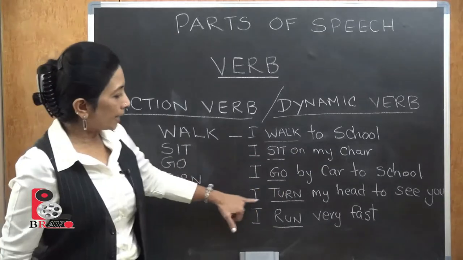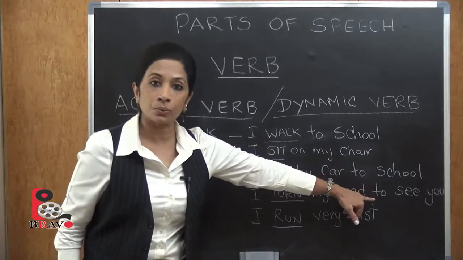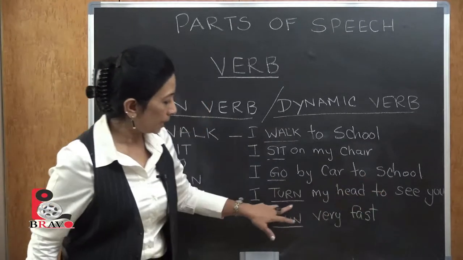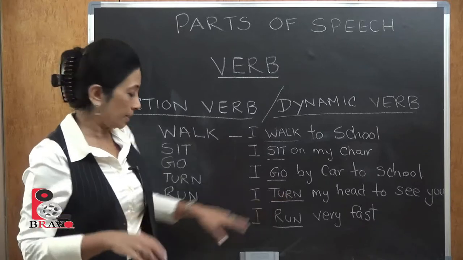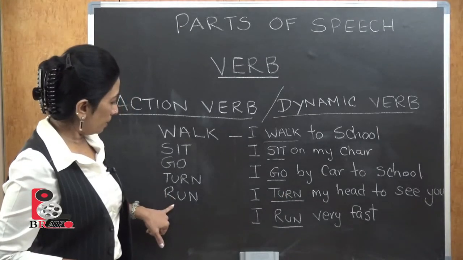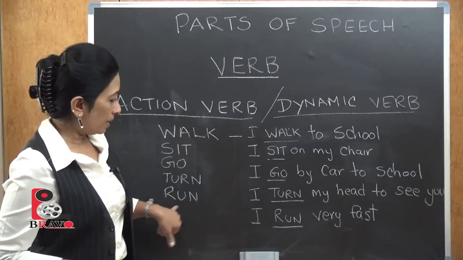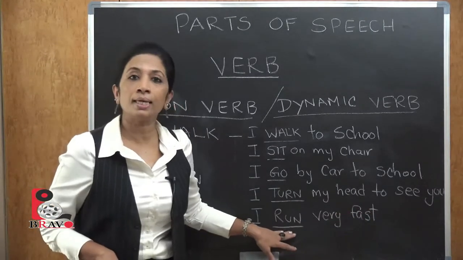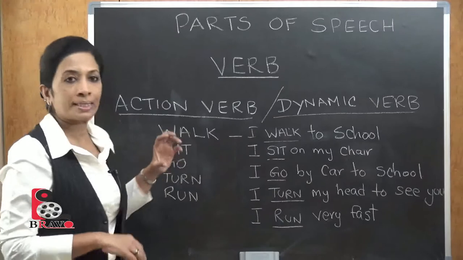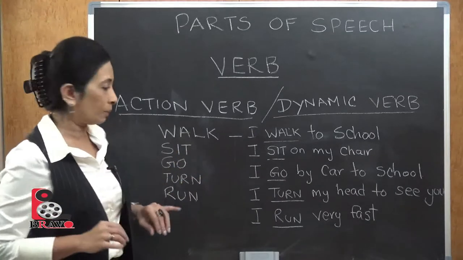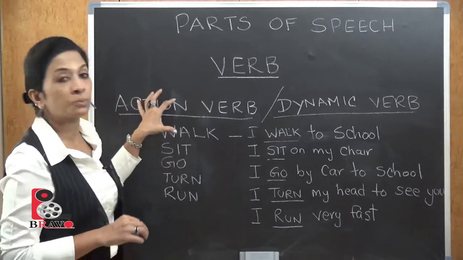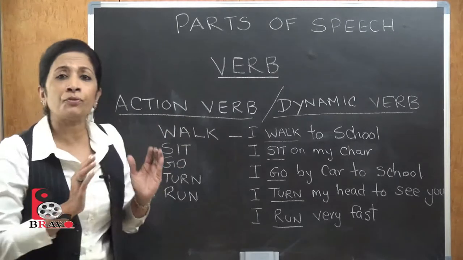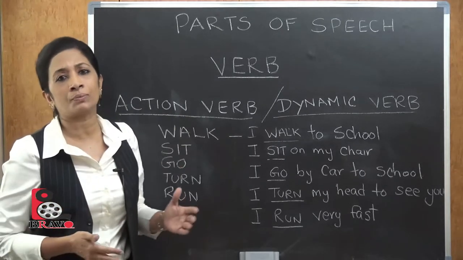Turn. I turn my head to see you. So the action I am using in this sentence is turn. The last example is run. I run very fast. So the action he is using here is run. I hope I made it quite simple here. We can go through one more time. Some of the action words which are commonly used are walk, sit, go, turn, run. These are just a few examples of the thousands of words that are there.